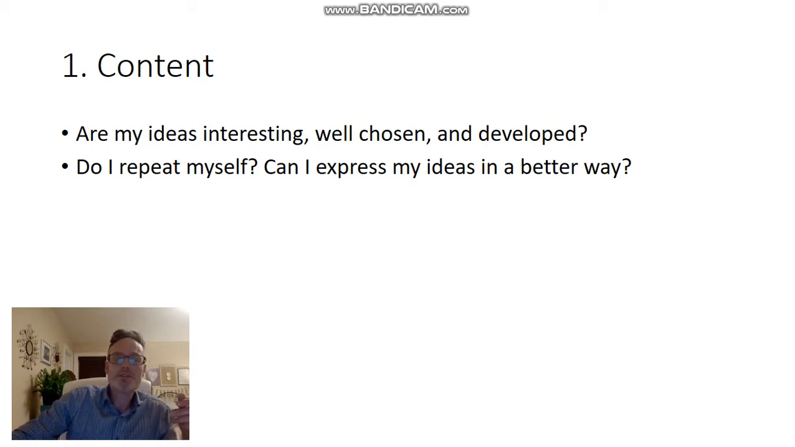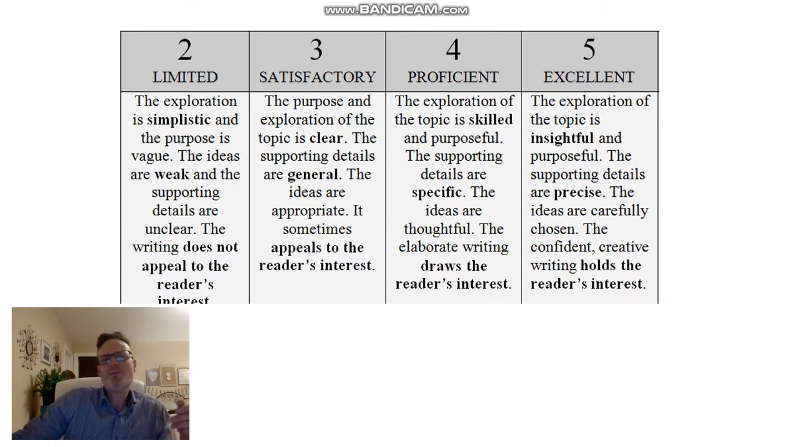So here's an example of a student essay that was, well, somewhere between a 2 and a 3. It's a little bit simplistic and the ideas were weak. At best, the supporting details were general. Did it appeal to the reader's interests? Maybe. It's somewhere in between a 2 or a 3. Now, I know you guys are high achievers. You are go-getters. You are not happy with just a 2 or a 3 out of 5.